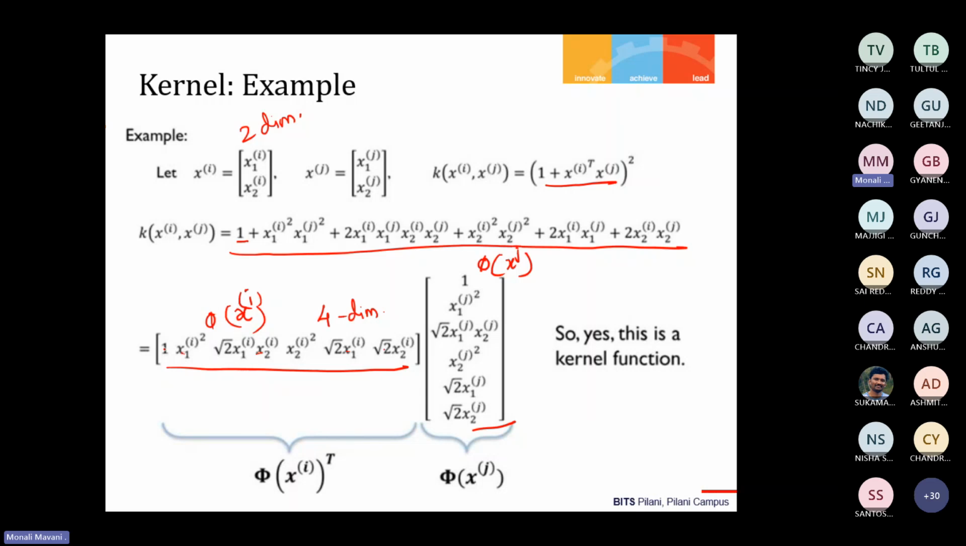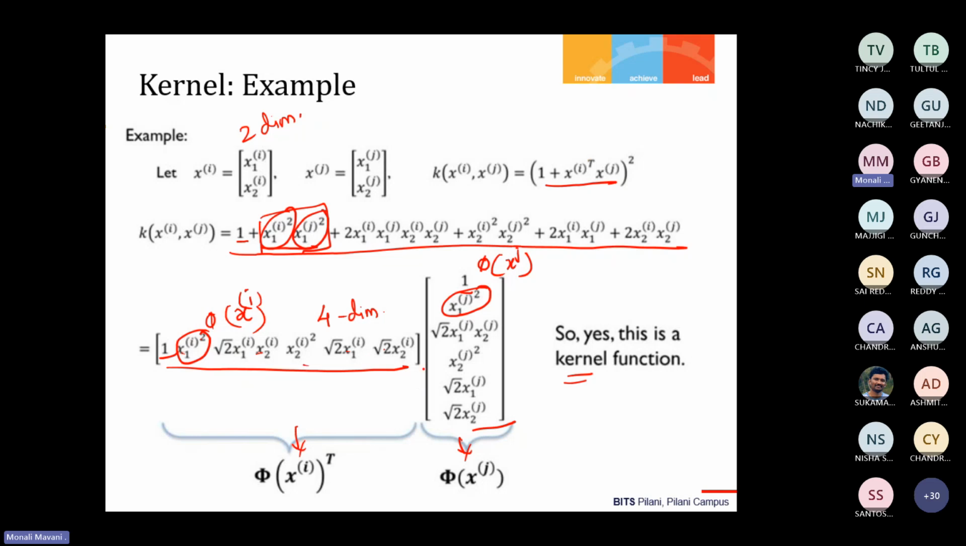You can say 1 is coming here, both the places. Here we have to separate the i component and j component. So x1 i square is coming here, and this j component x1 j square is coming in another separate vector. Likewise, we are separating i and j data points. That means i is one data point, j is another data point, xi and xj, and we are performing a dot product in a higher dimensional space. So this is the kernel function.